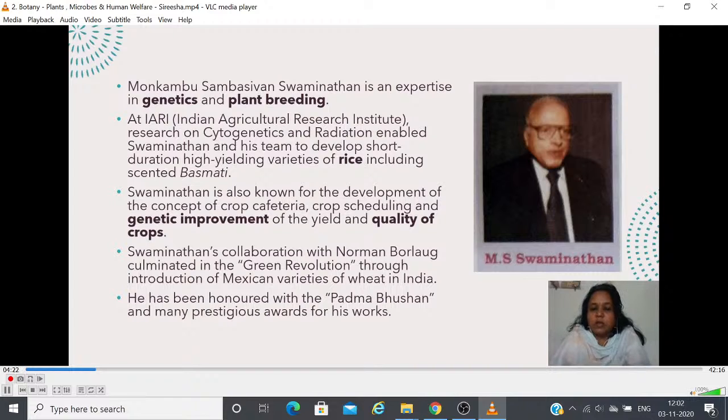Swaminathan's collaboration with Norman Borlaug culminated in the Green Revolution through the introduction of Mexican varieties of wheat in India. He has been honored with the Padma Bhushan and many prestigious awards for his work. This is all about our famous Indian scientist, M.S. Swaminathan. Because of his work only, we have enough food, and we are able to export this food to other countries also. So his works are really remarkable, and he was awarded the Padma Bhushan.